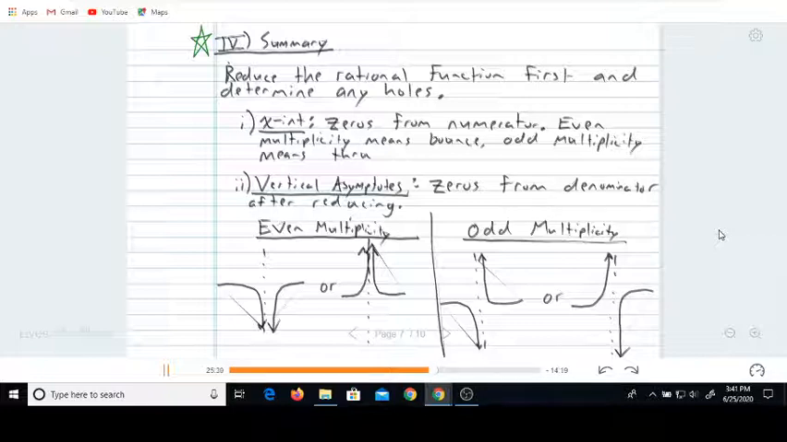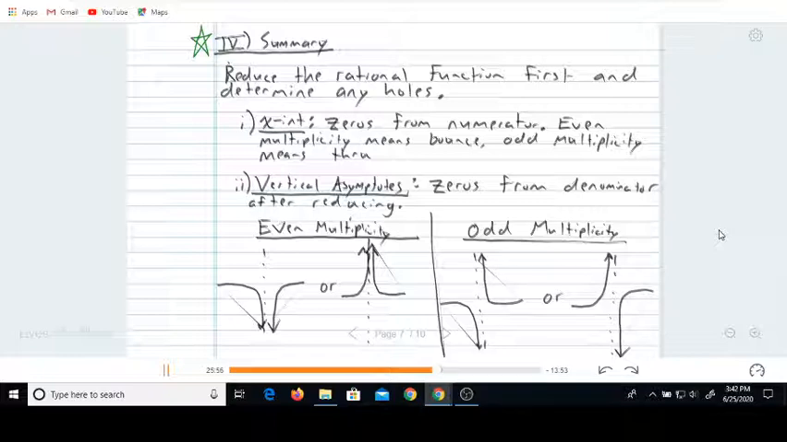Now, to determine x-intercepts, they are going to be your roots from the numerator. In other words, they are the inputs that cause 0 in the numerator. And just like the previous lecture, if it has even multiplicity, then there will be a bounce. If it has odd multiplicity, then it will punch through. Vertical asymptotes are going to be your zeros from the denominator. And again, this is after reducing.